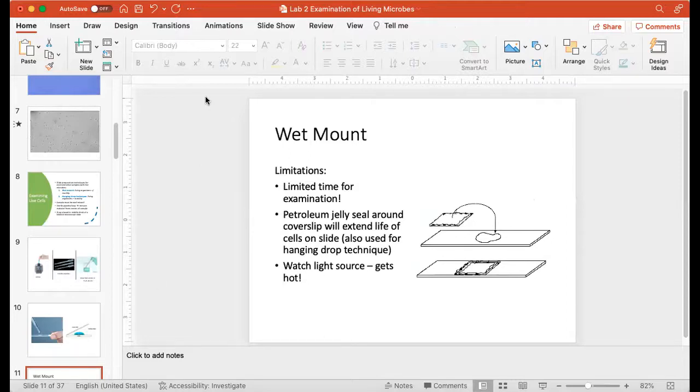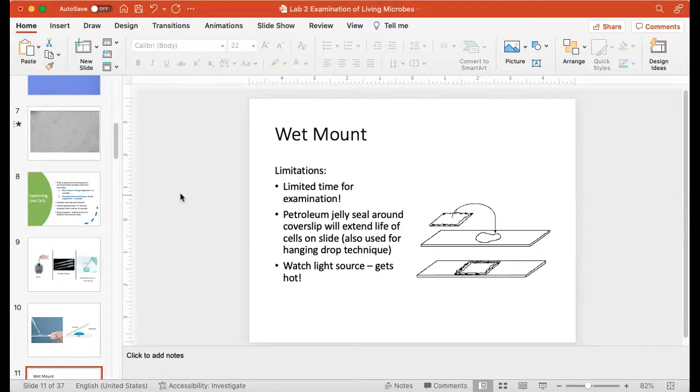Now, there are some limitations to wet mounts. The biggest limitation is this one. When you put a drop of fluid, water, onto a slide and put a cover slip on it, and then take it to the microscope and examine it using plain old visible light, that light is going to evaporate your sample pretty quickly. It's going to warm it up and it's going to start to dry. It's going to start to evaporate. You have about 15 minutes to look at your wet mount.